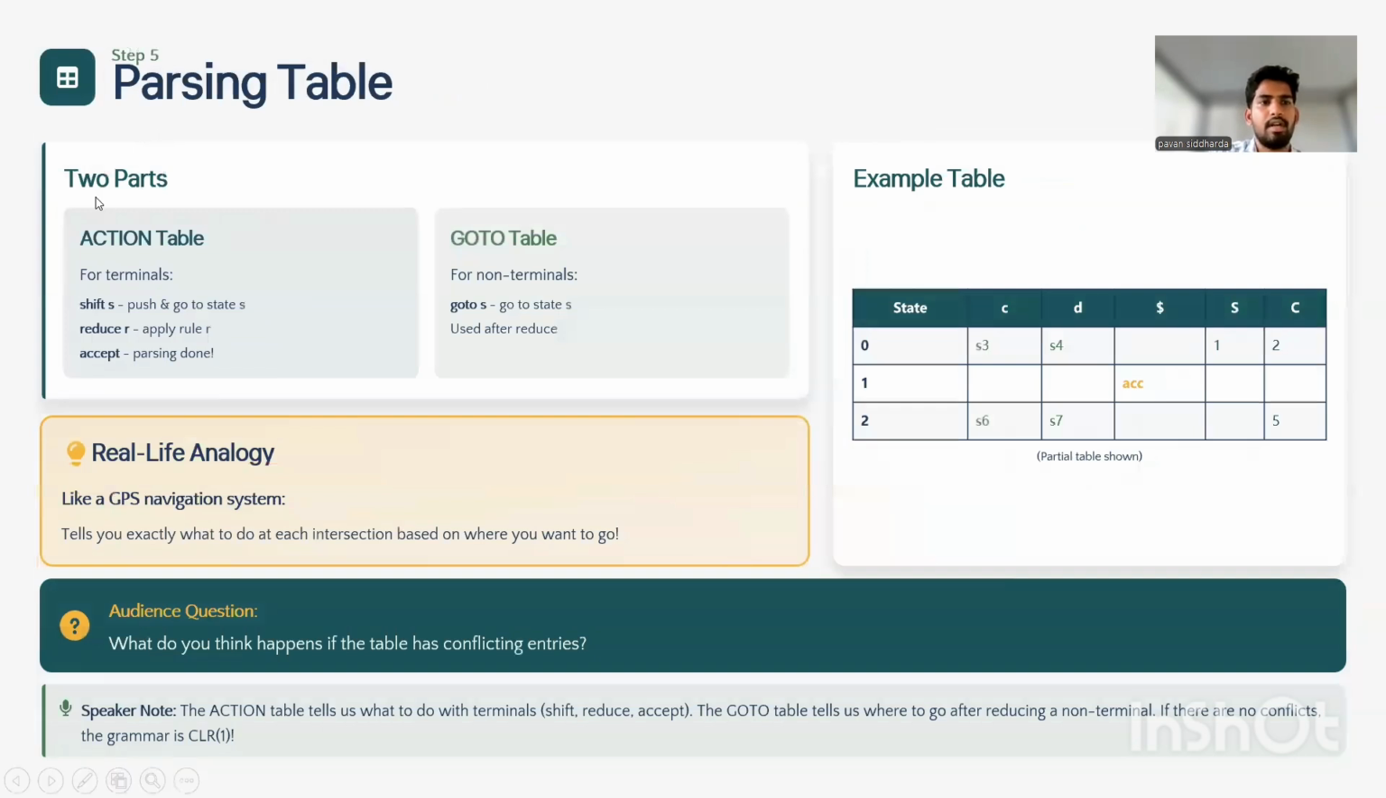Coming to the parsing table, it has two parts: the action part and the GOTO table part. In the action table, for terminals, shift S means push and go to state S. Reduce R means apply rule R. Accept means parsing is done. In the GOTO table, for non-terminals, GOTO S means go to state S. This is for reducing.